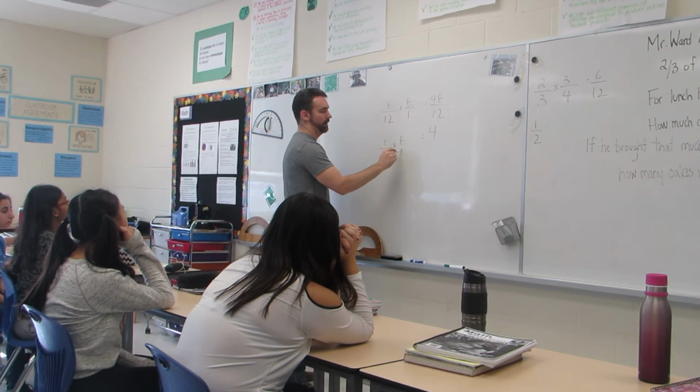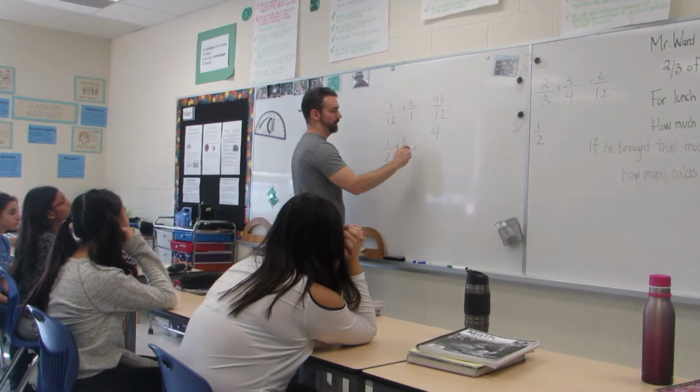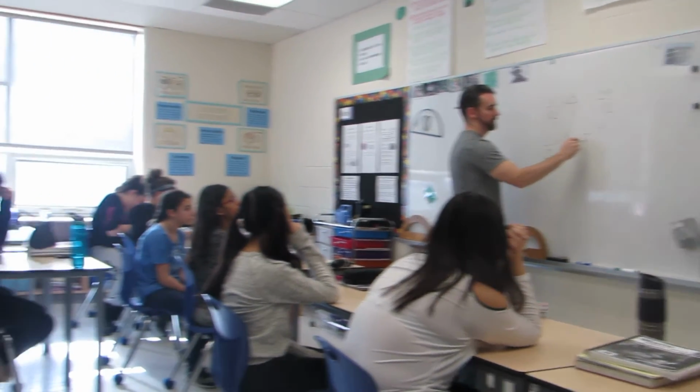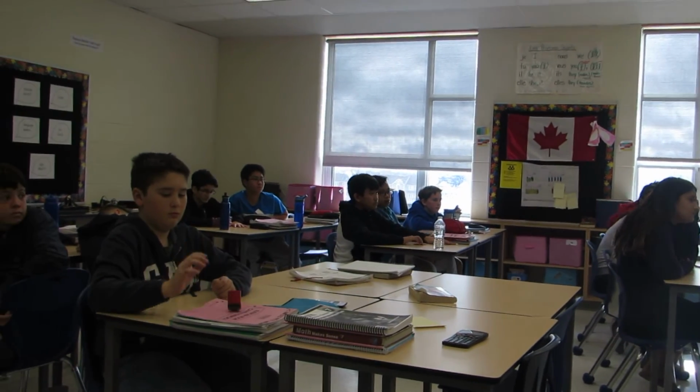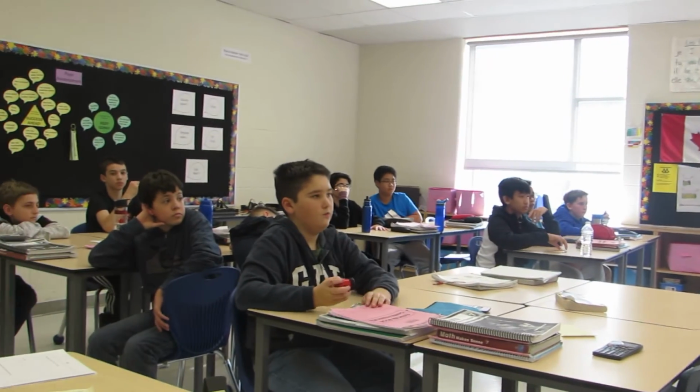we can do the same thing. Multiply across. 1 times 8 is? 2 times 1 is? And now this is a division statement. 8 divided by 2 equals? 4.